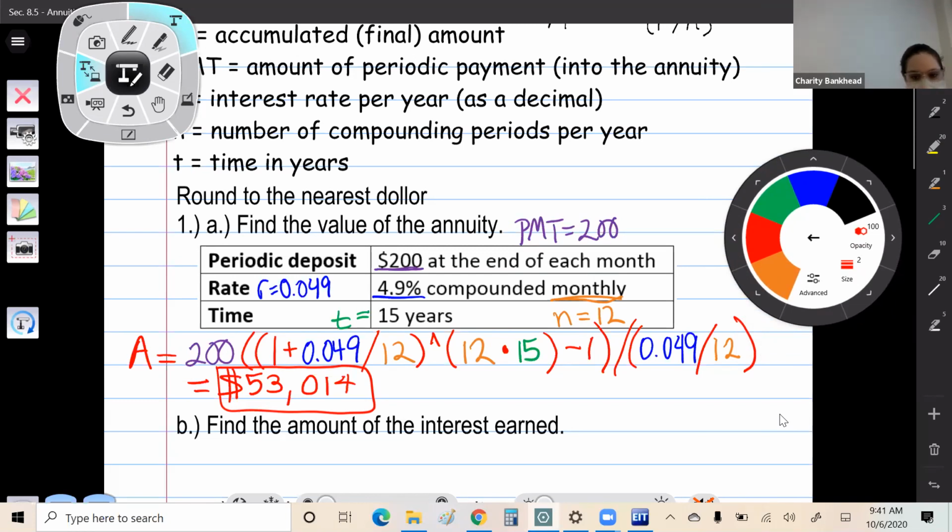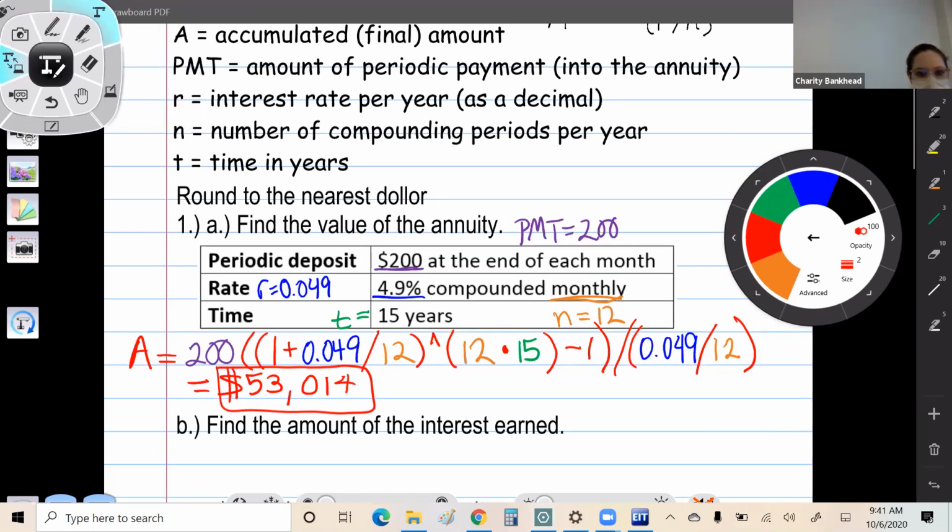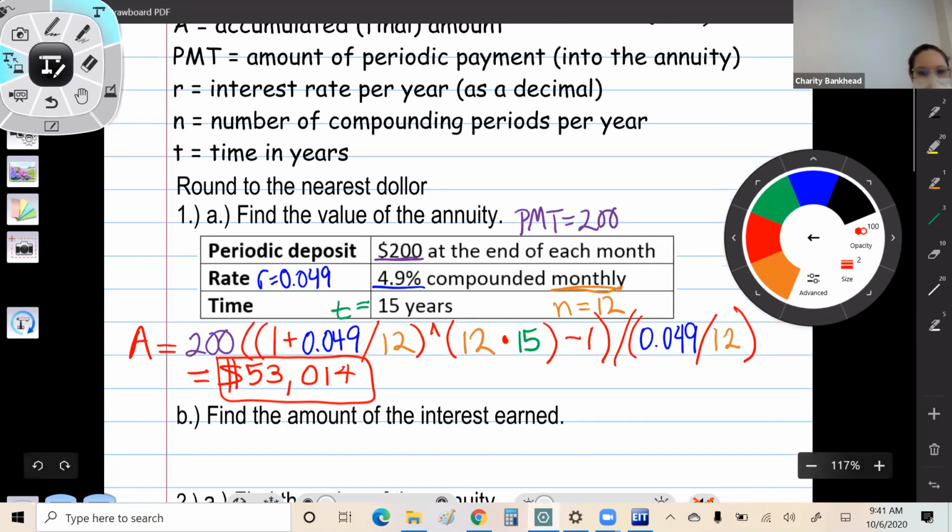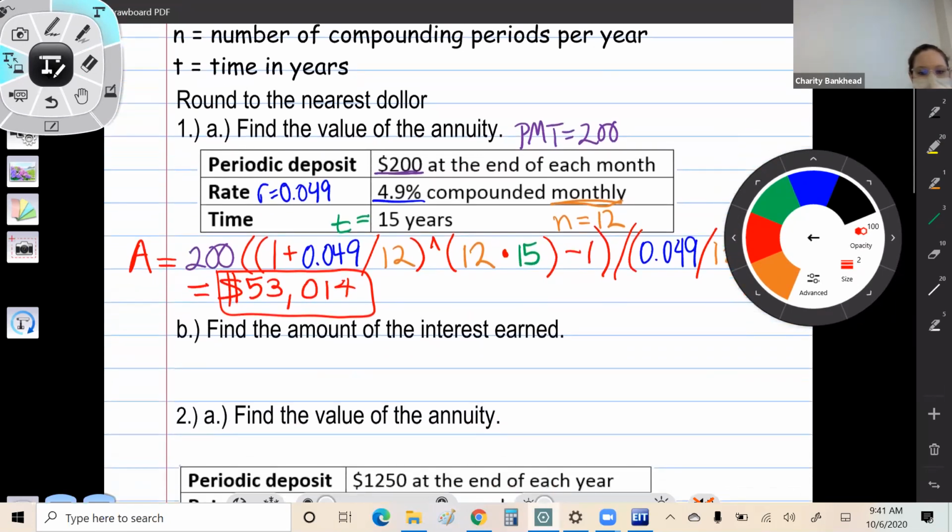All right. So part B says find the amount of interest earned. So how might we go about answering that question? So there we have that money in the account. Now some of that money is in there because that's what you deposited, and the rest of the money that's in there is there because that's interest that you earned. So we want to figure out how much you actually deposited and then subtract that from the total, and the rest of that would be interest.